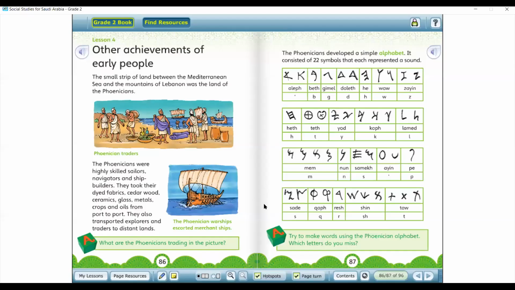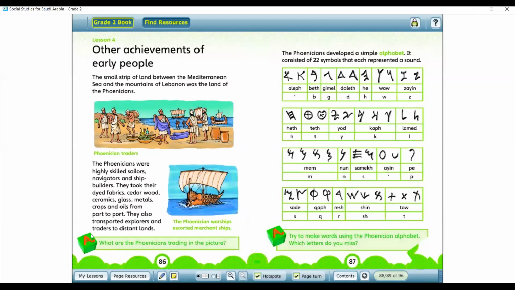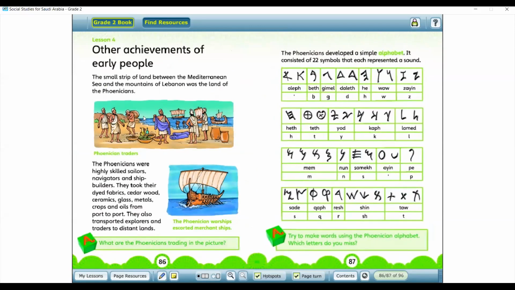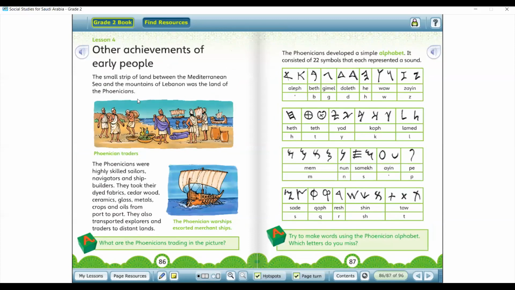In our student book on page 86, we are going to have to read there as well as page 87 and page 88. Let's start on page 86. Other achievements of early people. The small strip of land between Mediterranean Sea and the mountains of Lebanon was the land of the Phoenicians. So there we have a picture of the Phoenicians, and it looks like they have a trading post there and someone selling and buying goods. So there are Phoenician traders in that picture.